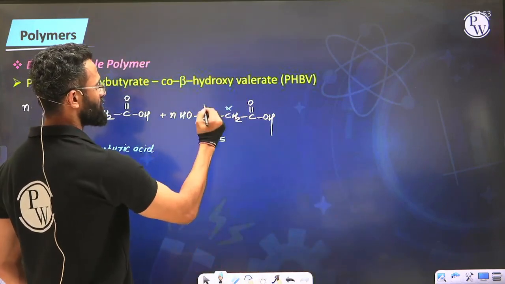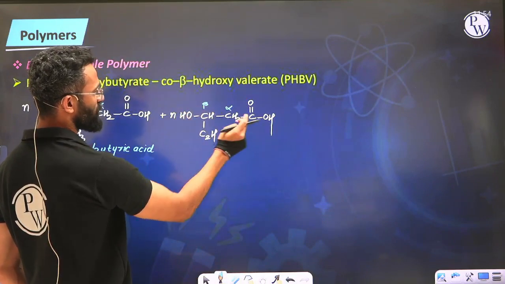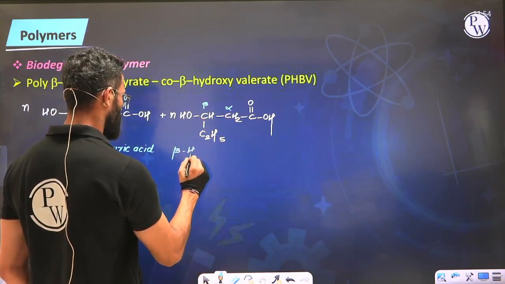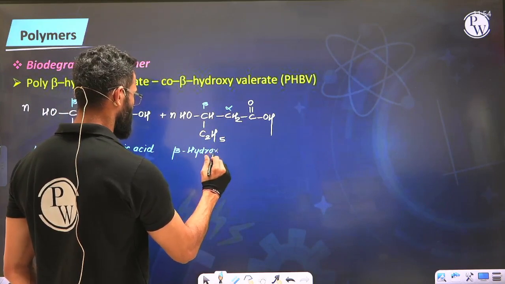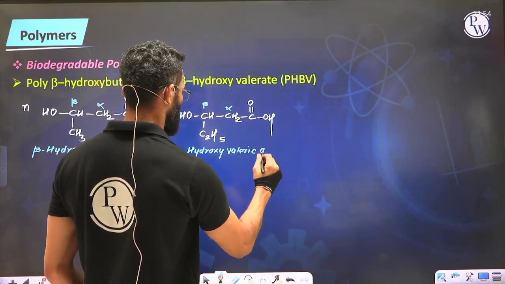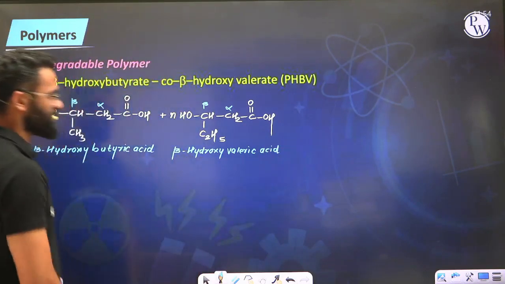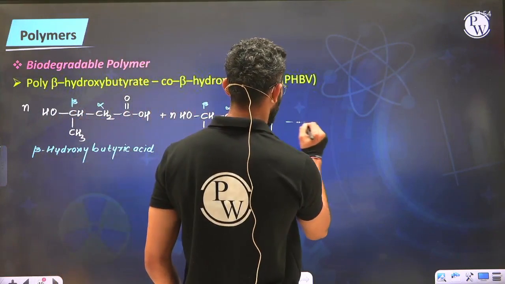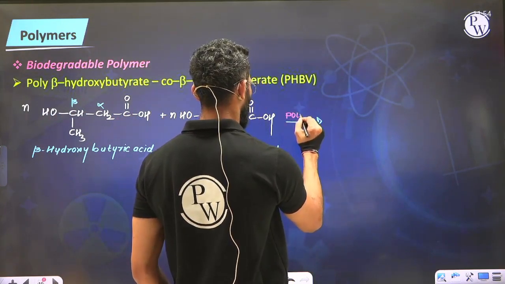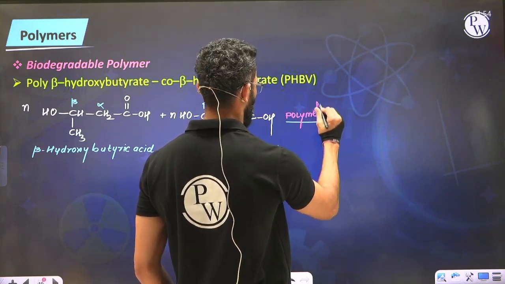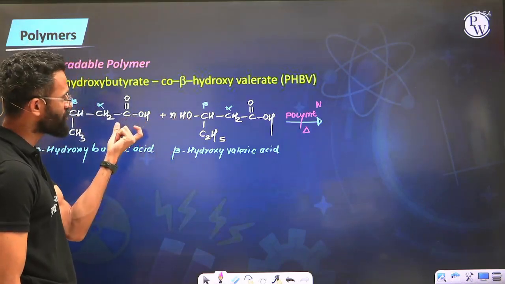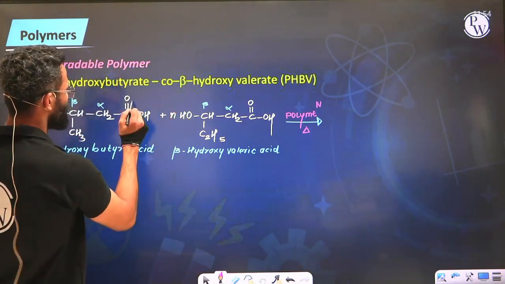Now see, the carbon next to the functional group is alpha. This is beta, so beta carrying the hydroxy group. Total number of carbons 1, 2, 3, 4 and 5. 5 is valeric acid. So we call it beta hydroxyvaleric acid. Okay, and we are subjecting it to the process of polymerization. So now you can see the alcoholic OH group is adjacent to the carboxylic group. So whenever alcoholic OH condenses with carboxylic acid, it gives you an ester.